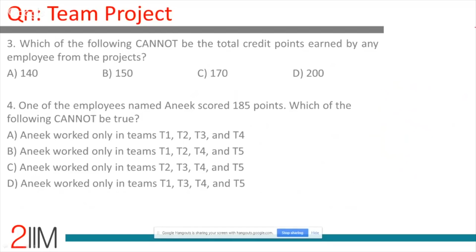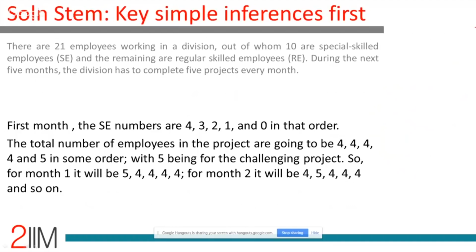First up, I'm going to start by solving what the grid is, what happens in each month. Okay. The first month, the SE numbers are 4, 3, 2, 1, 0. In that order, we've already seen.